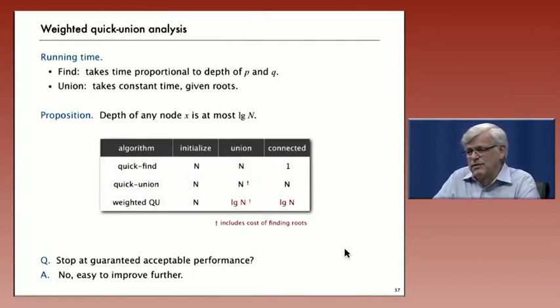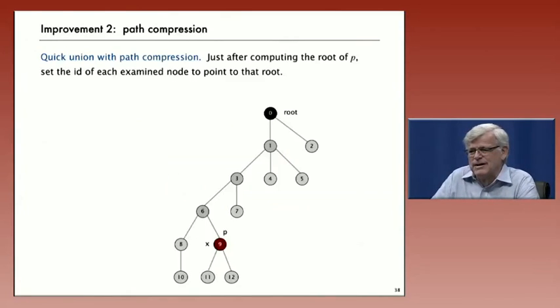Now, this was very easy to implement, and we could stop, but usually what happens in the design of algorithms is that now that we understand what it is that gains performance, we take a look and see, well, could we improve it even further? And in this case, it's very easy to improve it much more. And that's the idea of path compression.